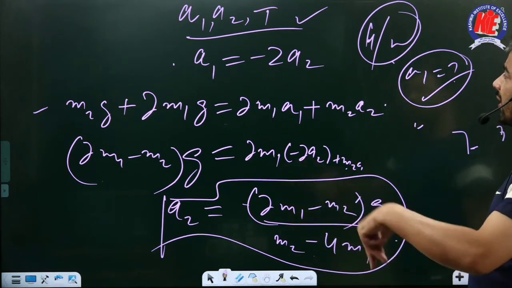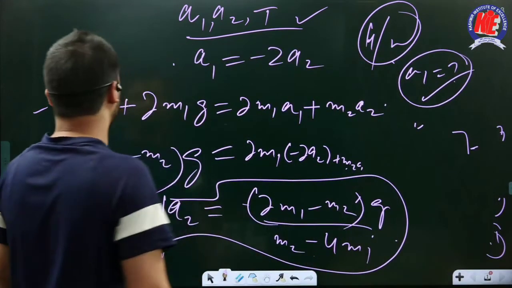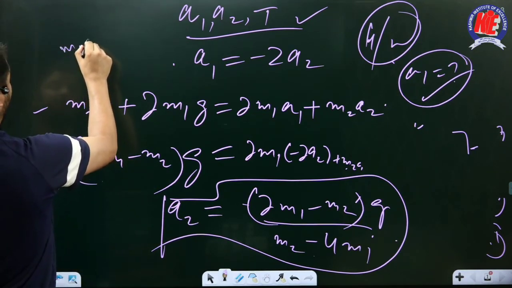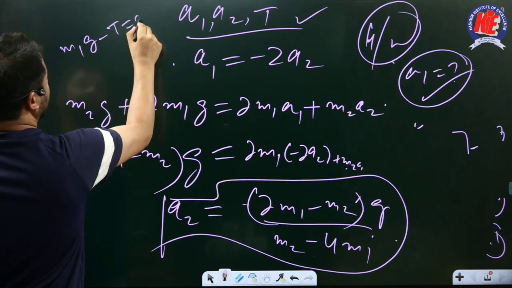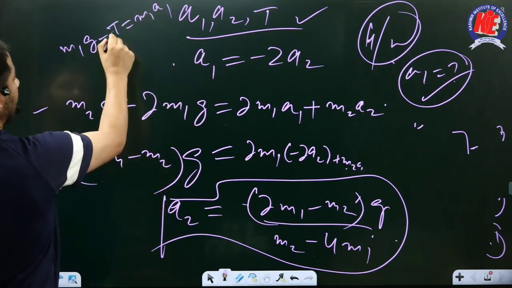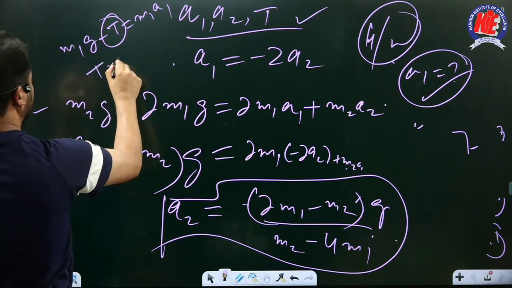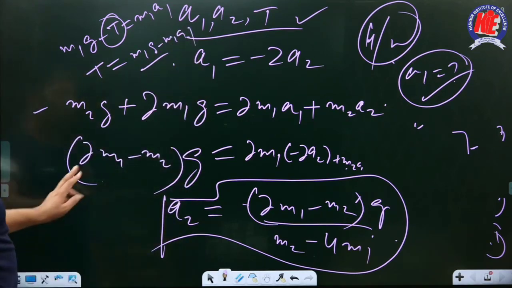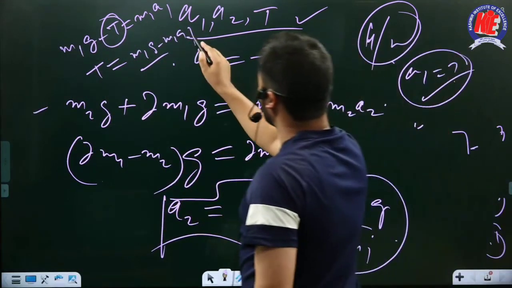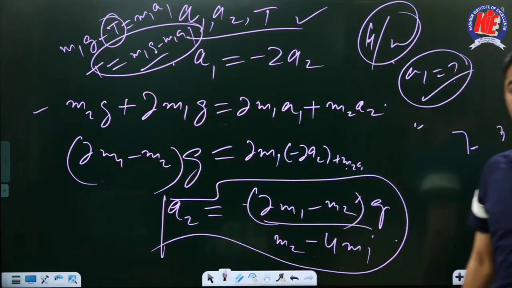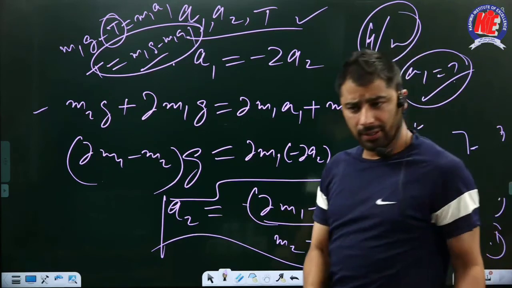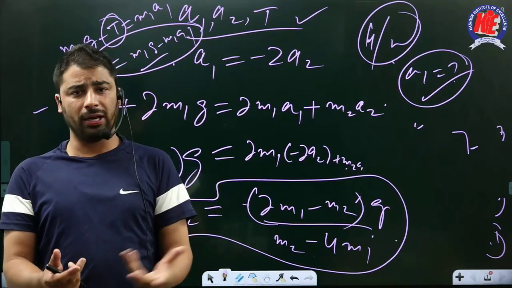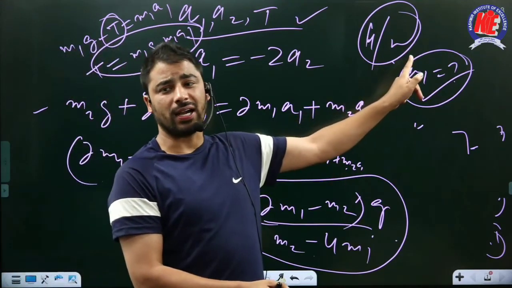The moment you get the value of a1 you can recall the equation that we wrote before, that it was m1g minus T equals m1a1. From here you can calculate the value of T as well. It was m1g minus m1a1. You put the value of a1 here and you will get the value of tension as well. This is not a big deal, it's simply an algebraic case, and it's a good exercise to play with this kind of algebra.